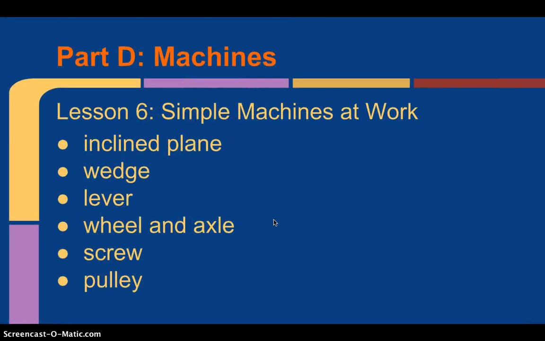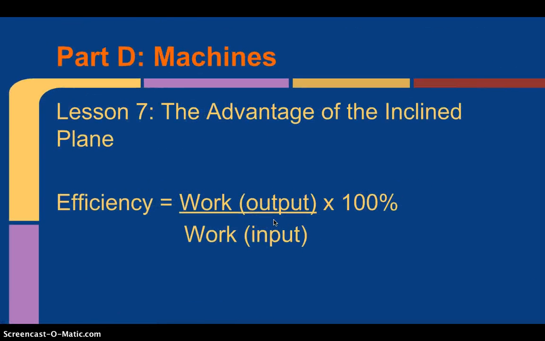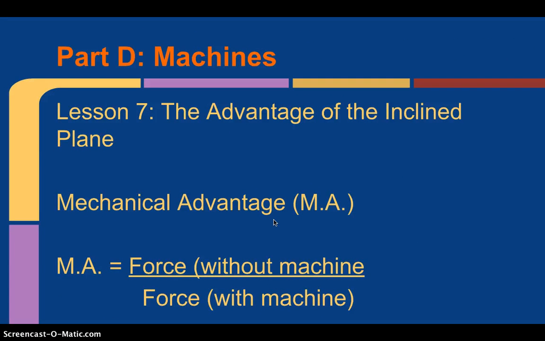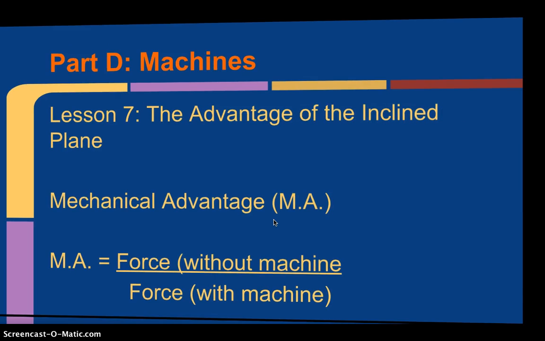From there we moved on to part D, which was our machines study. We started in lesson 6 by looking at simple machines. We were introduced to the 6 simple machines that are listed there. From there we moved on to lesson 7, which was the advantage of the inclined plane. This is the first time that we're introduced to a couple of new formulas where we calculated the efficiency of a simple machine: efficiency equals work output over work input times 100%. We also looked at mechanical advantage, and we were able to calculate mechanical advantage as force without the machine over force with the machine.